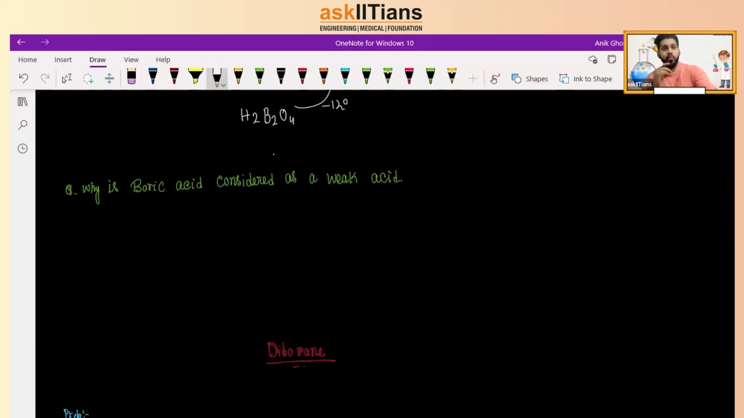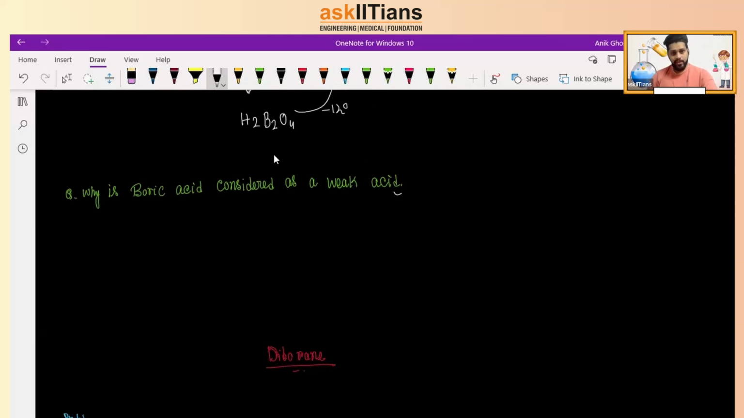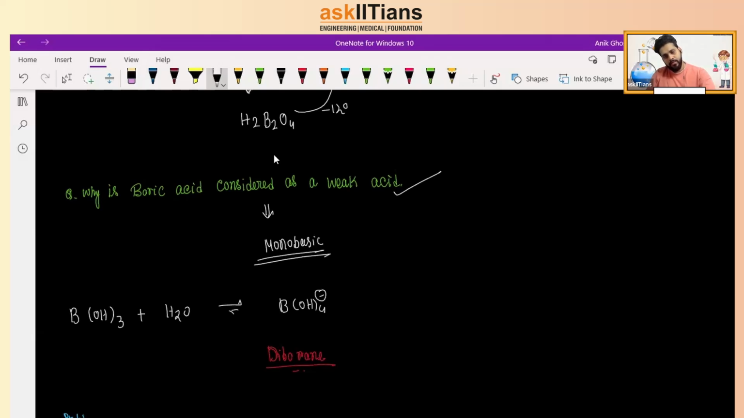Now, why is boric acid considered a weak acid? As we have seen, guys, it is a monobasic acid. The same question has been asked in a different manner. It's a monobasic acid, and always show this equation whenever they give this question. B(OH)3 plus water breaks down into [B(OH)4]- plus H+.